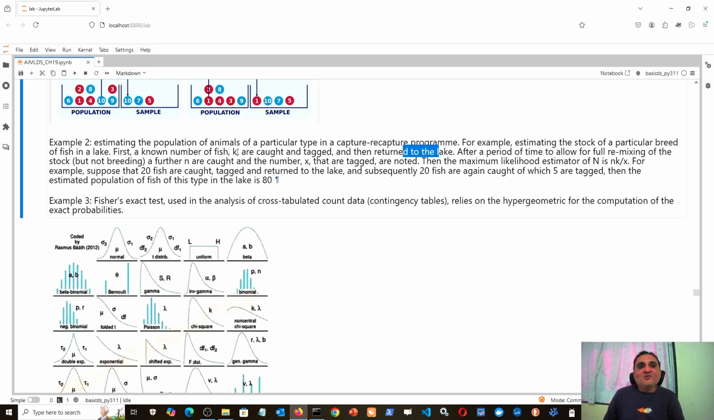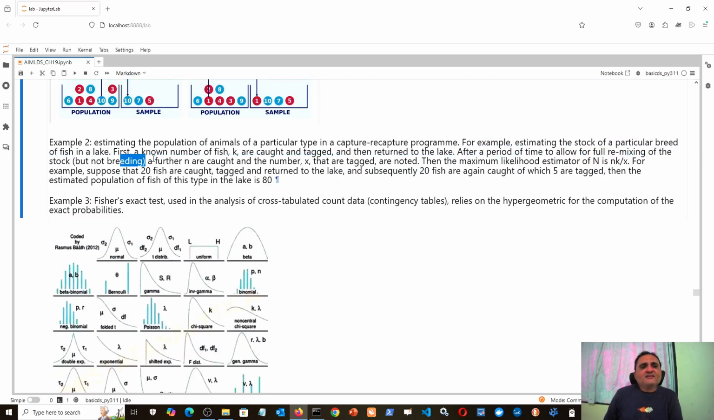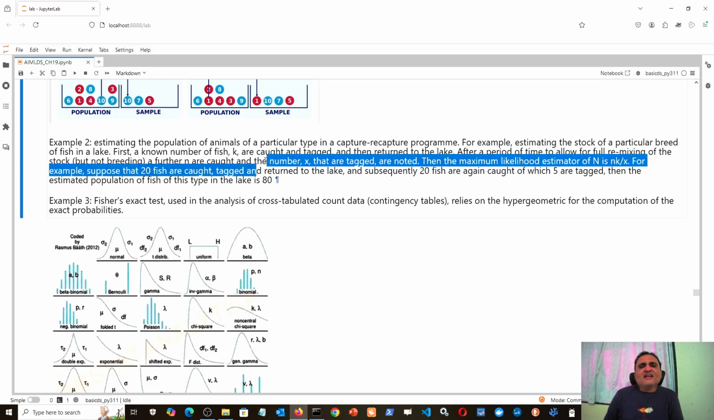So suppose you have taken 20 fishes of that species, applied some identification mark on them, and then returned them to the lake. After a period of time to allow for remixing of the stock, but not breeding, maybe around 1 hour, the tagged and untagged fishes remix again. Again, n are caught. For simplicity, say here 20 were caught and here also 20 are caught. And again, the number of tagged fishes are counted.